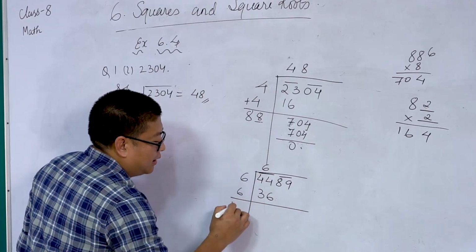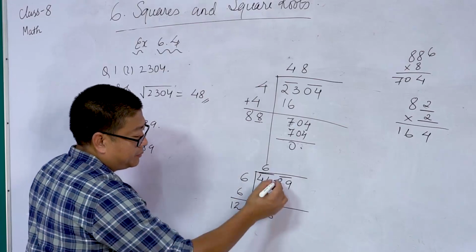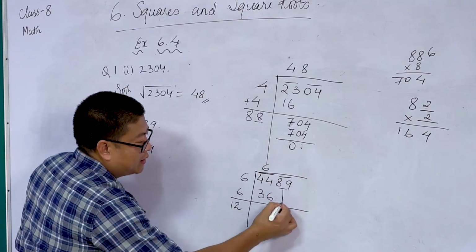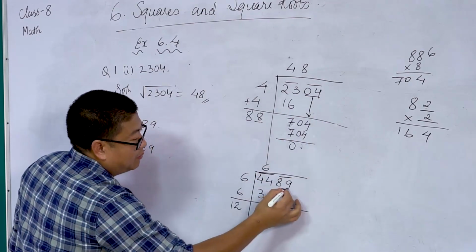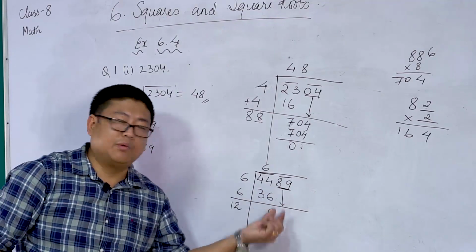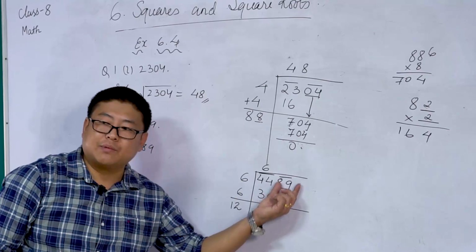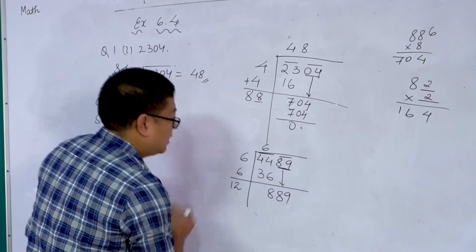Add 6, it becomes 12. Subtract this, you get 8. Now, to proceed further, both of these numbers will come down. Similarly here, both of them came down. In normal division, only one number will come down. In this long division method, two numbers will come down together. Please do not get confused. So here we put this.